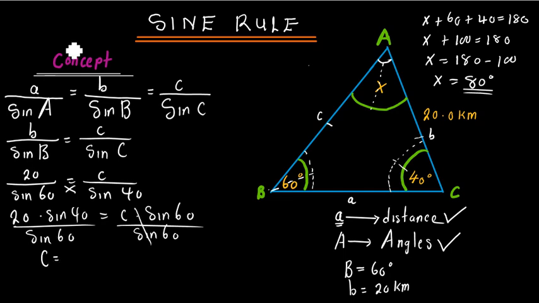C is going to equal to, let me just try to do some calculations. So 20 multiplied by sine 40 divided by sine 60. Well, we are getting 14.8 kilometers. So we can finally say that the distance AB is equal to 14.8 kilometers.